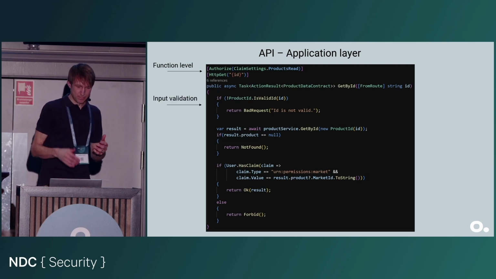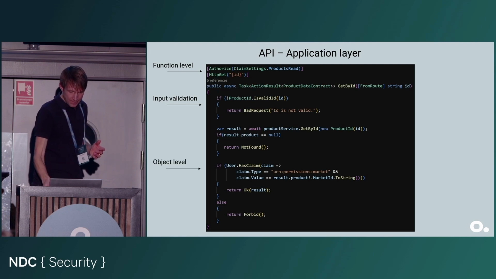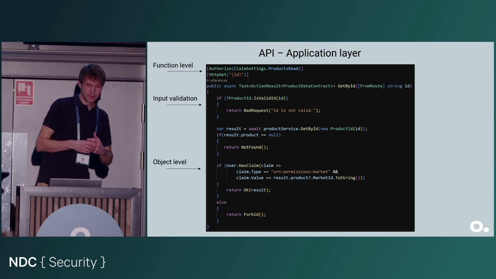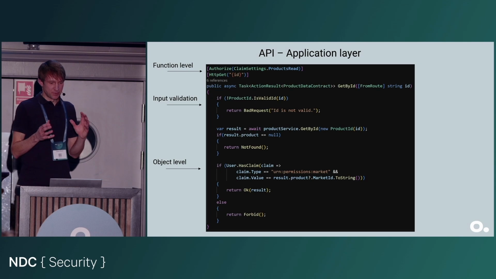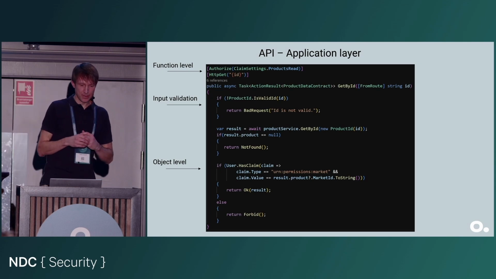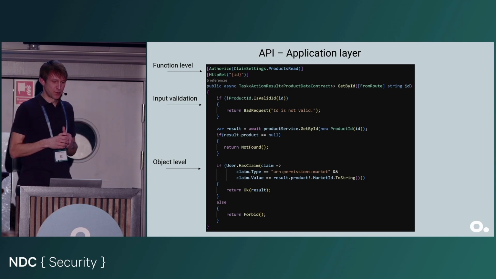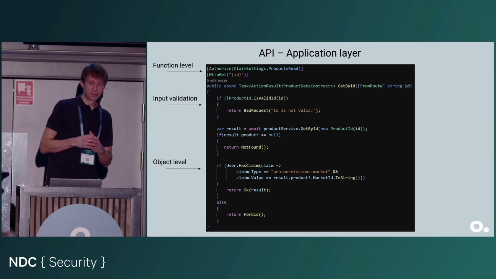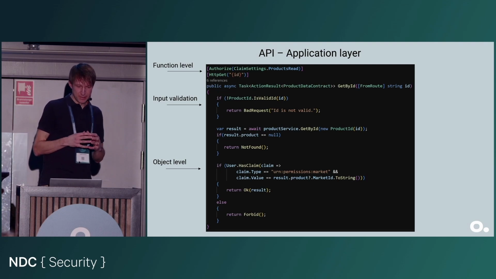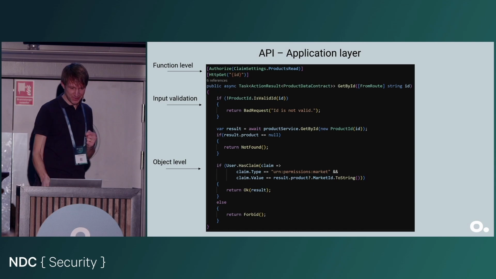Then we have input validation. That's good. And we have object level authorization. That's something that a lot of people miss. That's why IDOR or BOLA, broken object level authorization, is number 1 on the OWASP top 10 list for APIs. But we have it. We know how to do this well.